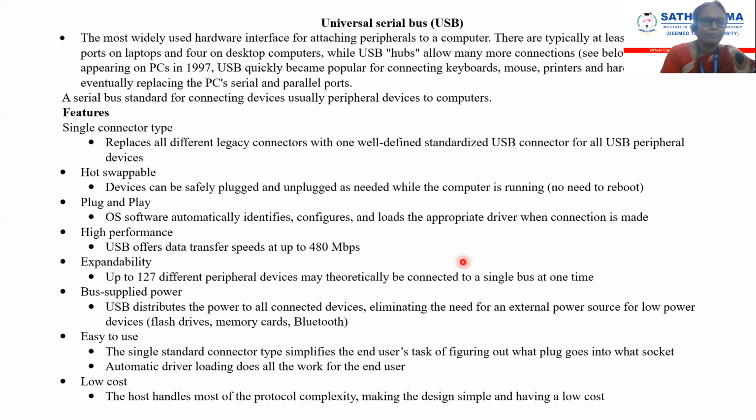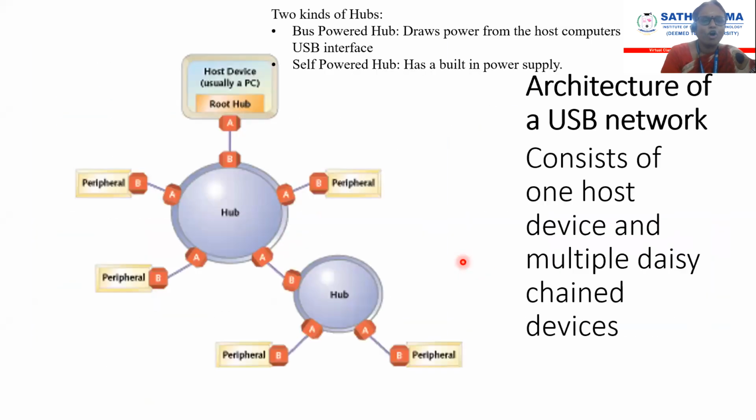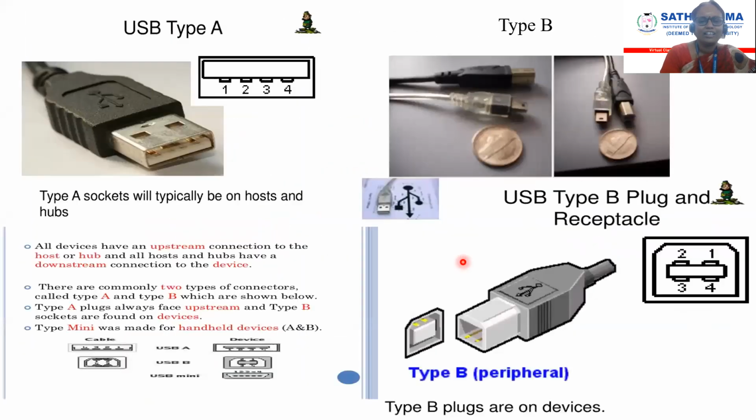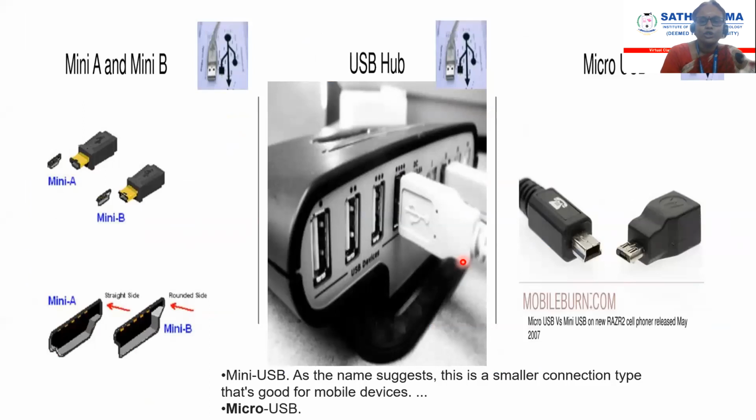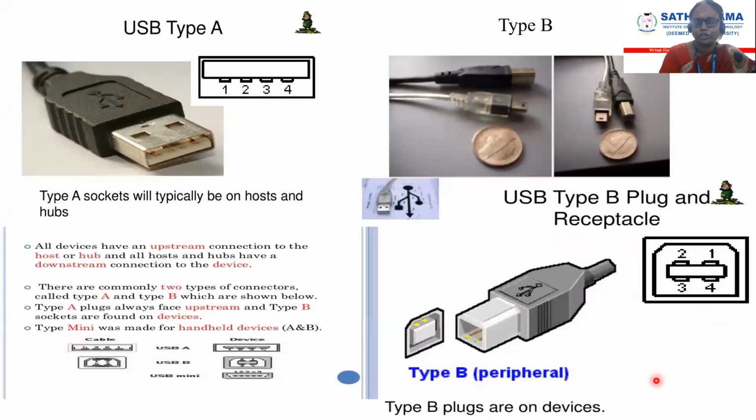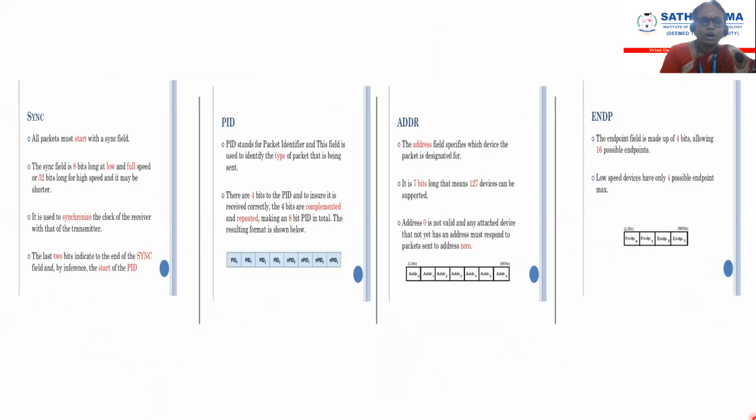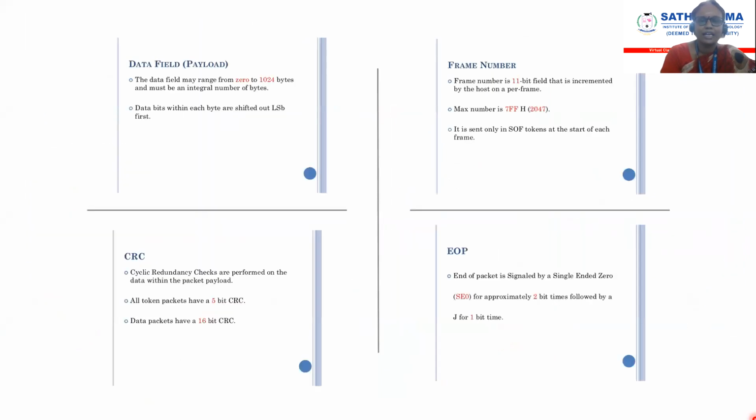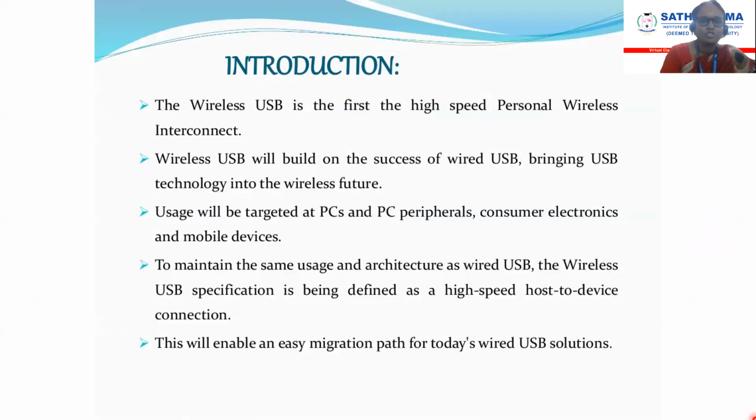Then USB, it will be all in detail. What is USB and what are the types and all. If you can't draw the whole diagram, at least this diagram and this diagram you should be able to draw. So, what is the message frame of USB, and what is wireless USB?